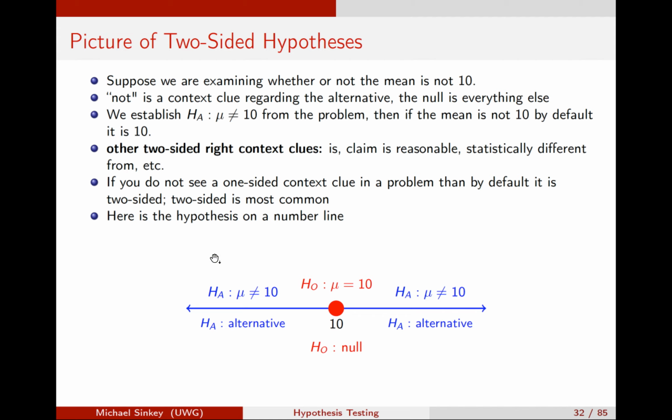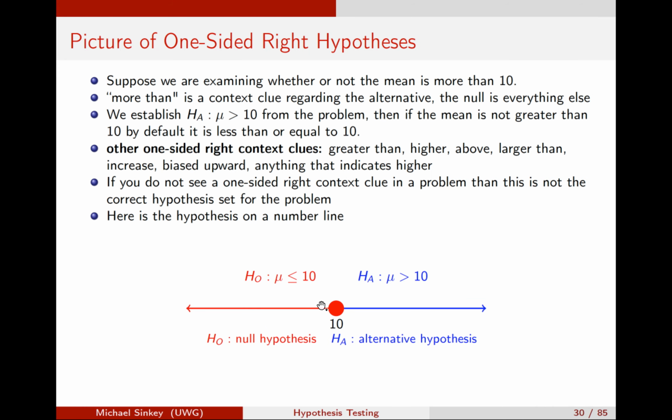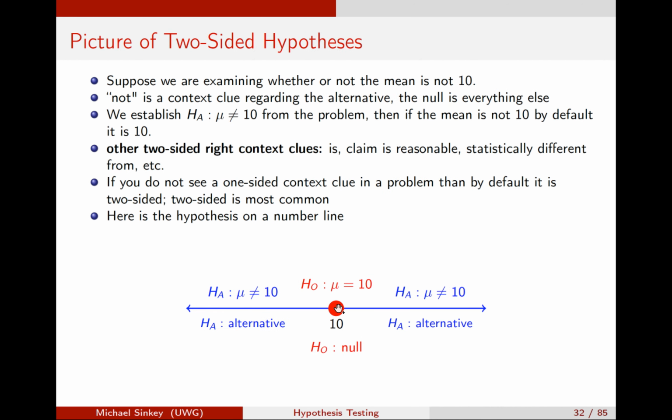Other clues: is an indication that the alternative is two-sided. There is always an equal sign in the null. So if you look at all three of these pictures, you see an equal sign here and here and here. The null is always going to have this red dot in the middle. Well, you can draw whatever color you want, but I use red.